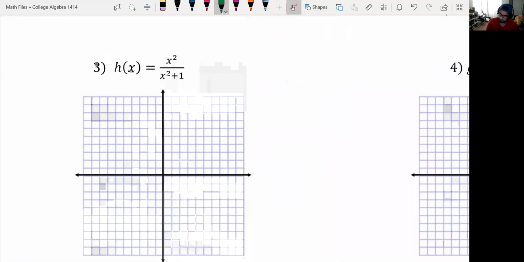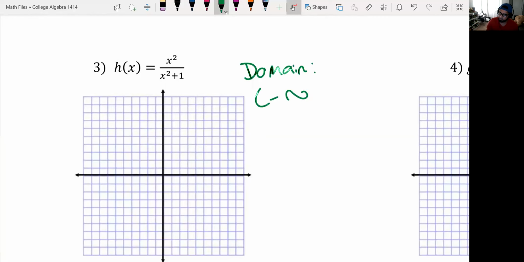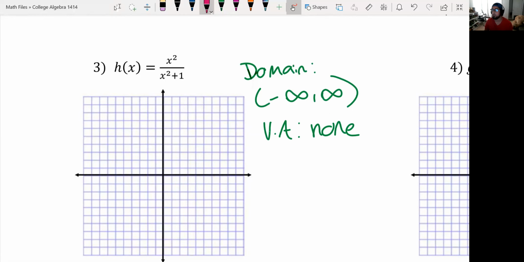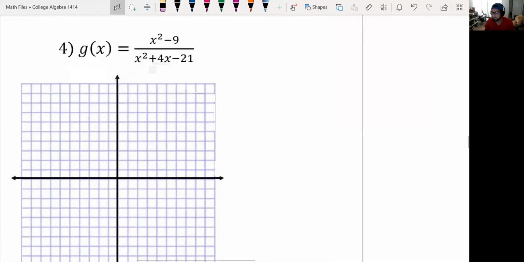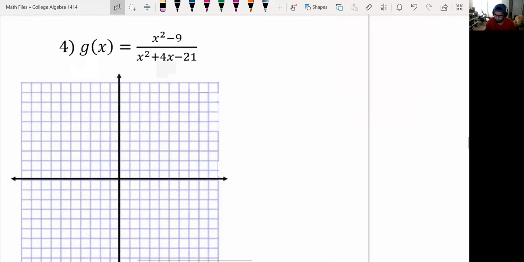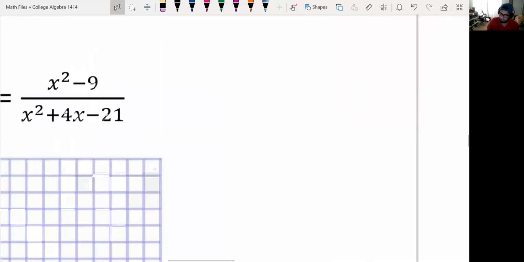Next one, 3. Domain. Guess what the domain of this one is? All real numbers, which means there are no vertical asymptotes. I think these are the exact same functions from the very first page. That's why we're doing this. Well, I'm doing this so fast, right? So there's no vertical asymptotes, so no need to graph anything here. 4. I guess almost the exact same function. Okay. Let me zoom in a bit. This is going to take a little work.